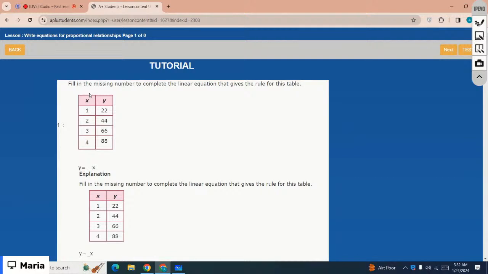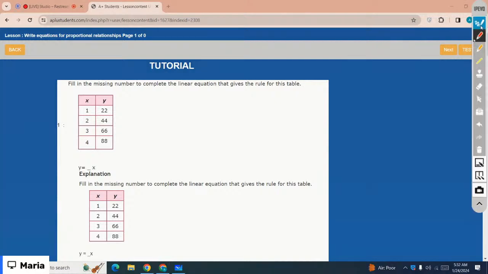Fill in the missing numbers to complete the linear equation that gives the rule for this table. So you have to find a rule, right? Just look at the relationship between x and y values. X is 1, y is 22, right? 1 times what number equals 22? For the second one, 2 times the missing number equals 44. Basically, you have to find this missing number, right?